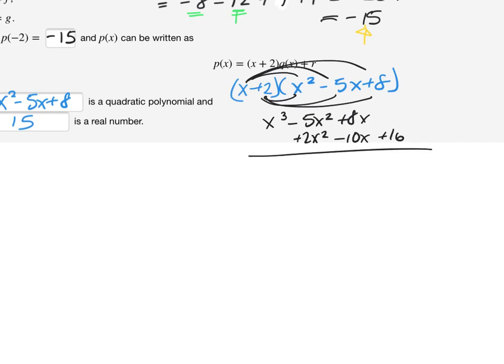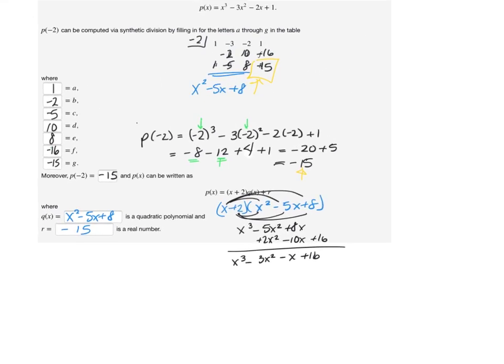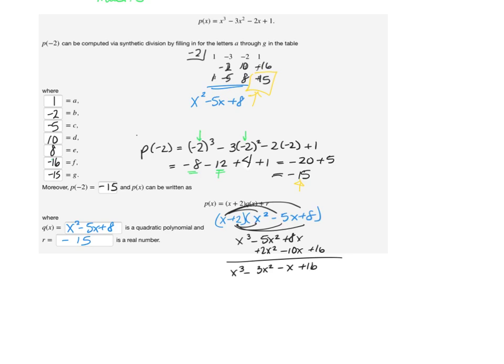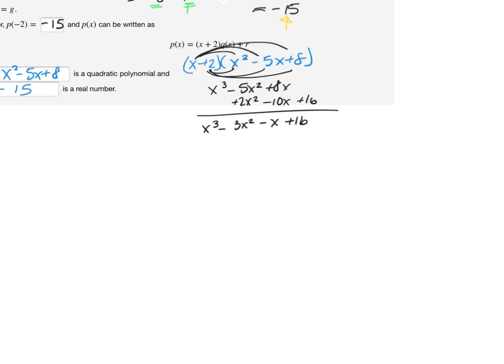Now, what I end up with is x cubed minus 3x squared minus x plus 16, right? My polynomial, however, is plus 1. So the way in which I get the polynomial that I start out with is I do need to add on my remainder. My remainder was negative 15. So my polynomial is x cubed minus 3x squared minus x plus 1. That's the polynomial that I actually started out with.